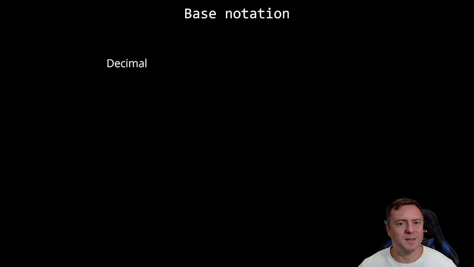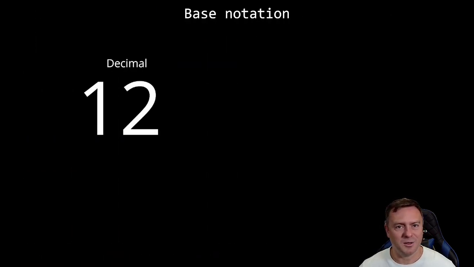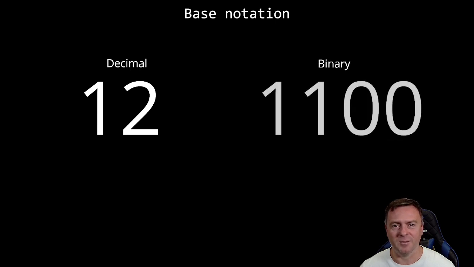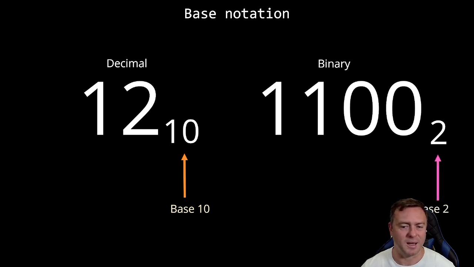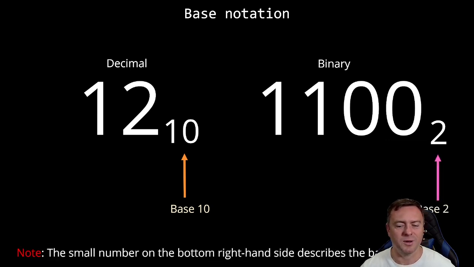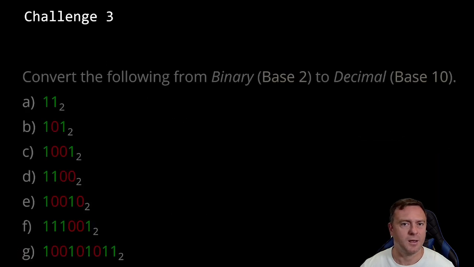So when we think of base notation, decimal 12 in the binary version would be 1100, so 8 plus 4. The notation is you put a little 10 at the end for when it's in base 10, and then you put a little 2 at the back when it's base 2. The small number describes the base.